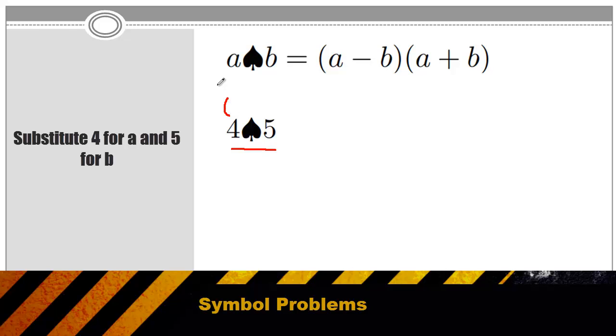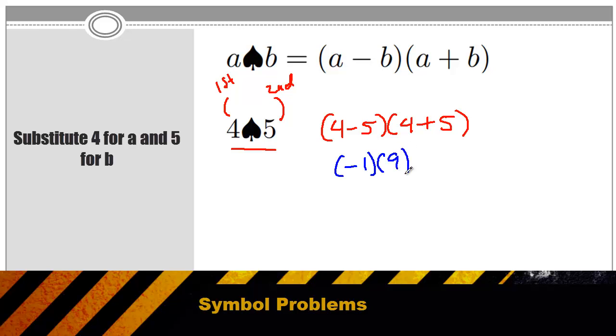to treat the 4 as my first number and the 5 as my second number. So then my problem becomes my first number minus my second number times my first number plus my second number. And then I just do the math the same way I would for any other problem. So I get -1 times 9, or -9.